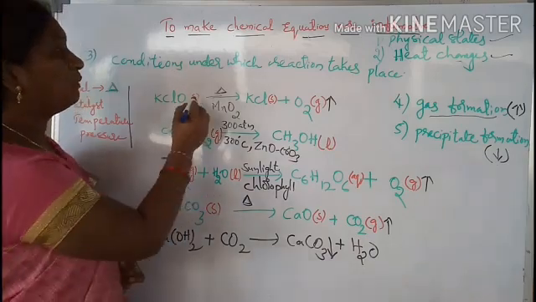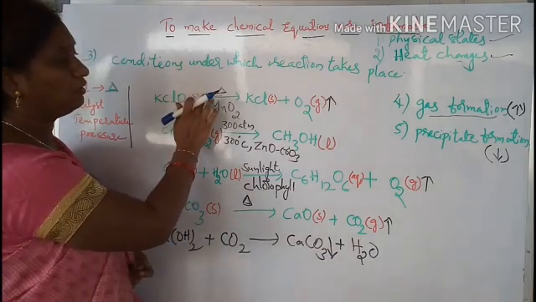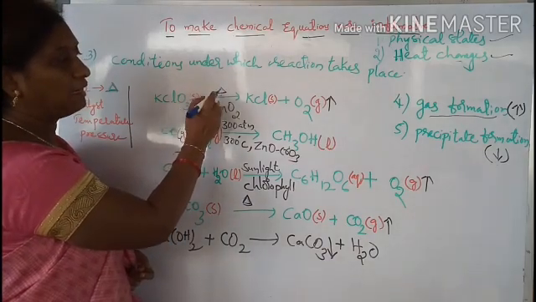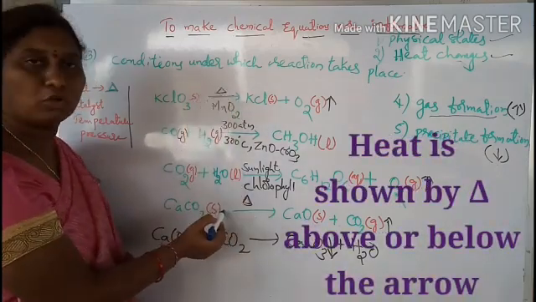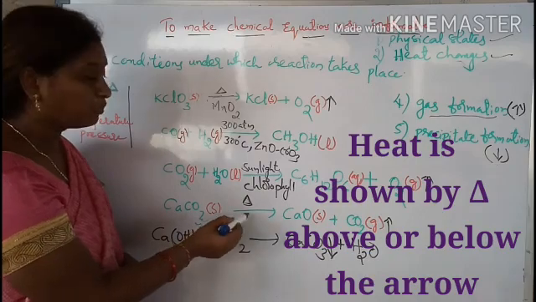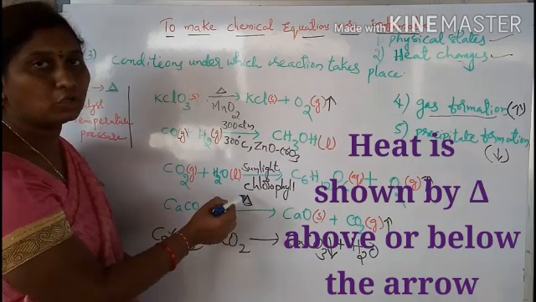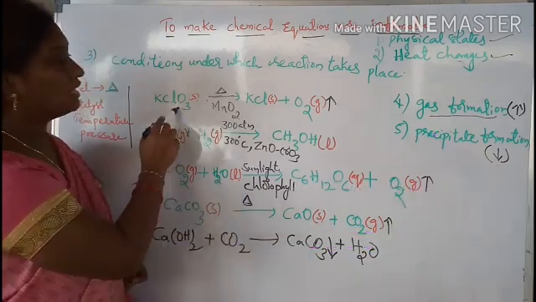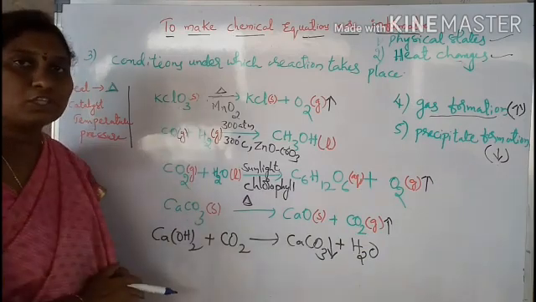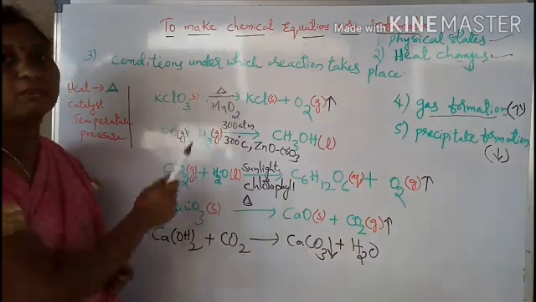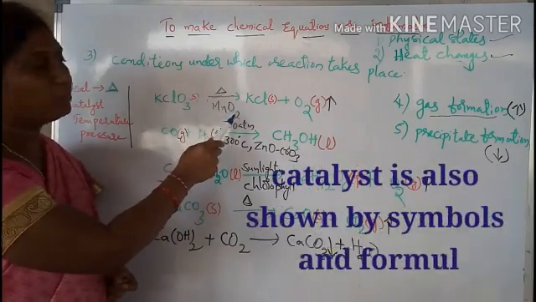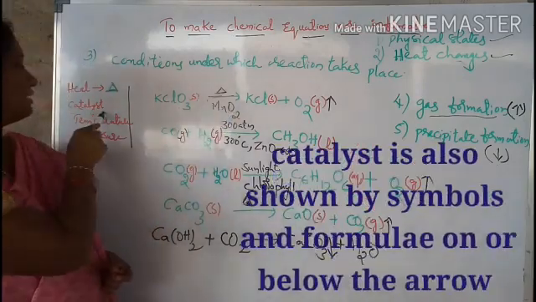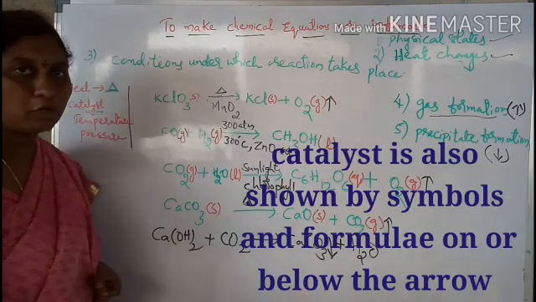So this heat may be shown as plus Q in the reactant side, or delta above or below the arrow. Here also heat may be shown as plus Q in the reactant side or delta below or above the arrow. Okay, and this reaction takes place in the presence of not only heat, it takes place in the presence of a catalyst called MnO2, manganese dioxide. Okay, so this manganese dioxide catalyst is also mentioned above or below the arrow.